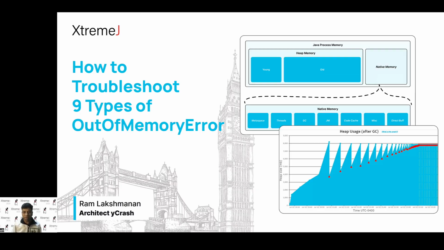How you go about troubleshooting each type of out-of-memory error is different. The diagnosis approach is different. The artifacts you capture are different. And the solution you come up with is different. So this talk intends to give you visibility, a picture into it, right?